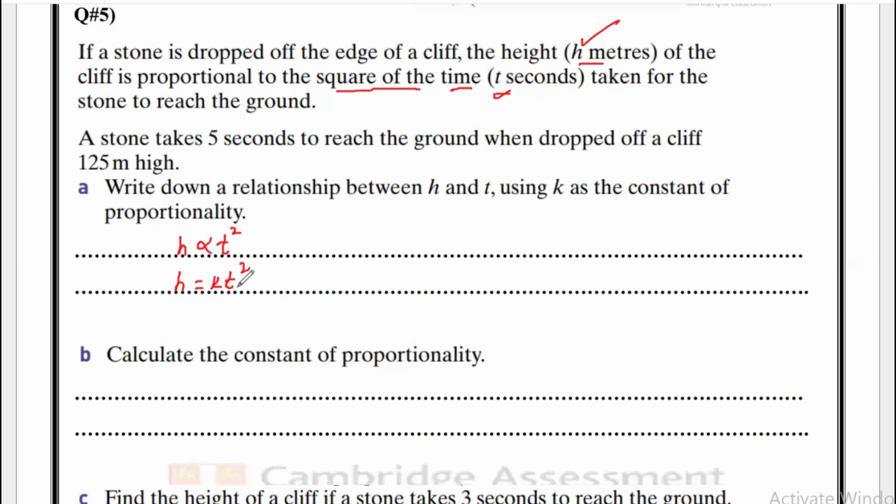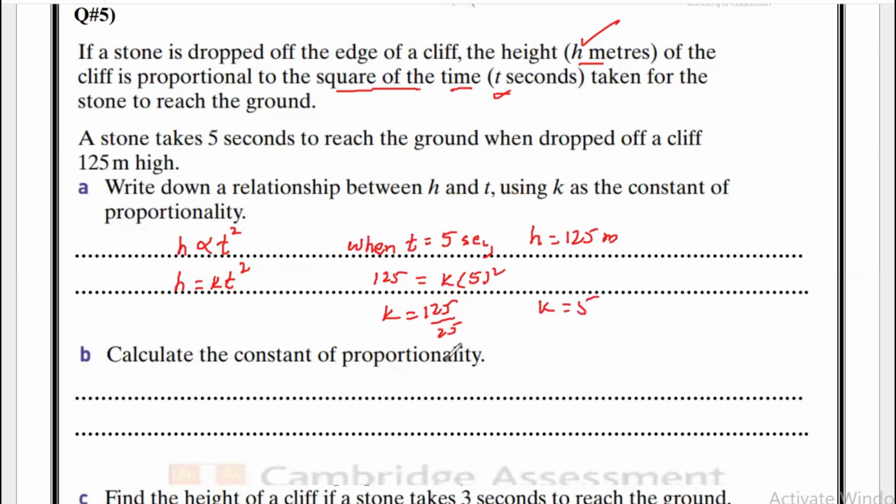So this is a kind of relation, but once we find out the value of k, then it is a perfect relation between h and t. And so the value of t is 5, meaning when t is equal to 5 seconds, and we have h in meters, it is 125. So what is the value of k? So just replace the value of h and t in the above relation. So 125 is equal to k, 5 squared. So that means k is equal to 125 over 25, which is equal to 5.